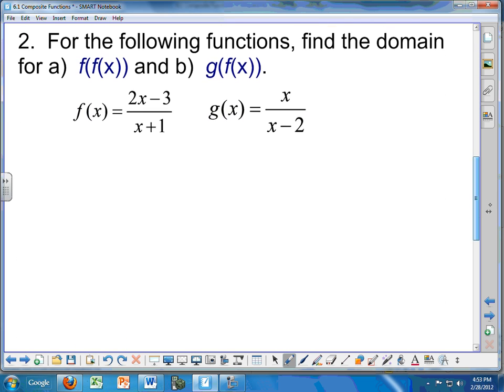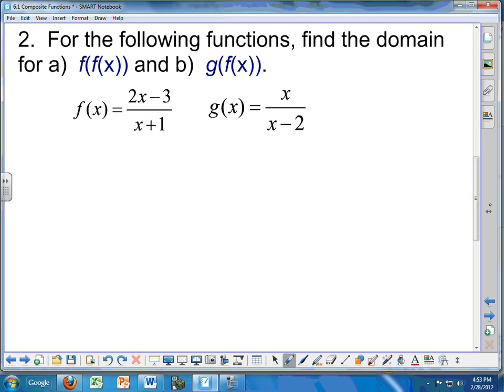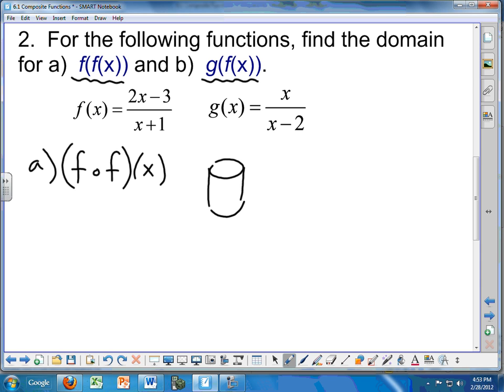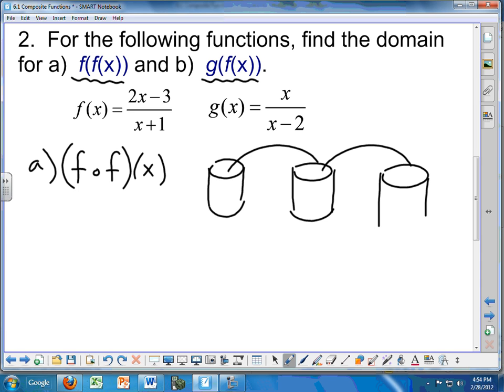Let's try this one. For the following functions, find the domain for f of f of x and g of f of x. So let's start with the first one for part A. f of f of x. I don't want to calculate the actual f of f of x. I just want to look at the domain possibilities here. So there's no reason to actually do the algebra. We just want to calculate what are the numbers that are allowed.